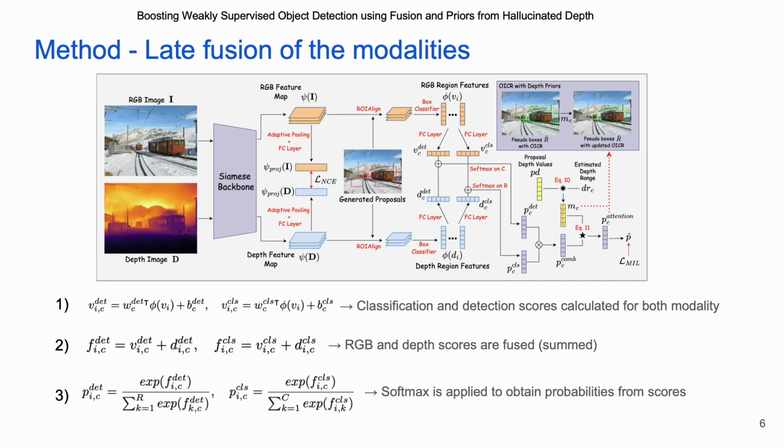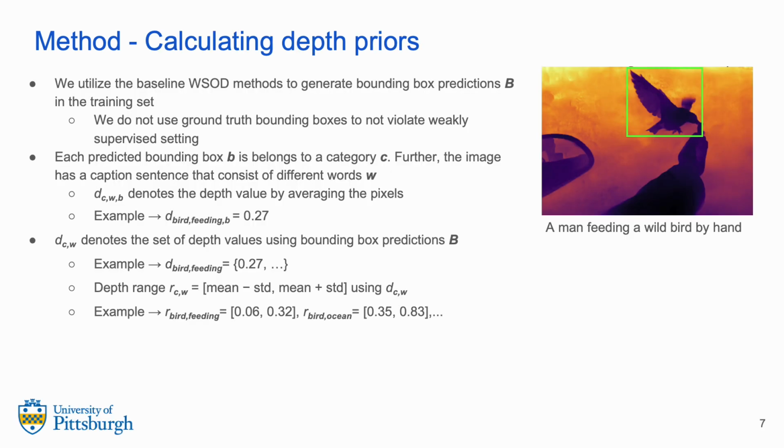We calculate depth priors by using the baseline weakly-supervised object detection method to generate bounding box predictions, denoted as capital B, in the training set. Notably, we avoid using ground truth bounding boxes to maintain the weakly-supervised setting. Each predicted bounding box, B, belongs to a category C and the image includes a caption sentence consisting of various words W. We define a variable D representing the depth value by averaging the pixels inside the bounding boxes.